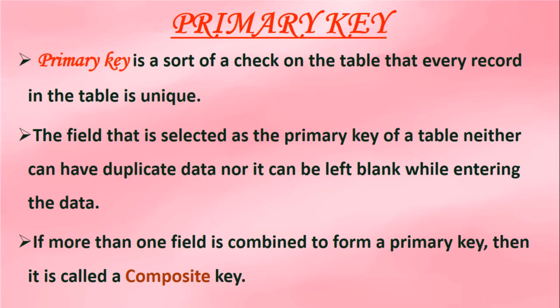So here the best example is when you are creating a table for students record. So we can apply primary key on the field that is house number, because house numbers are never repeated. Every child has a unique house number and you cannot leave any record blank. That means in case you forget to write somebody's house number, the data will not be accepted. Let's understand with the help of example.